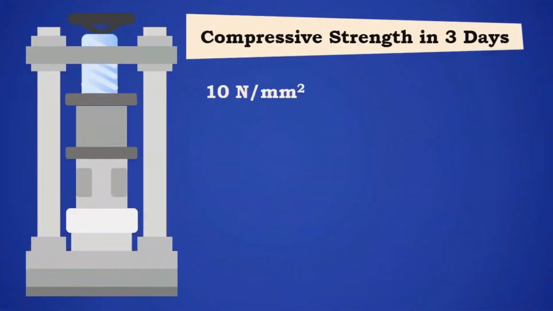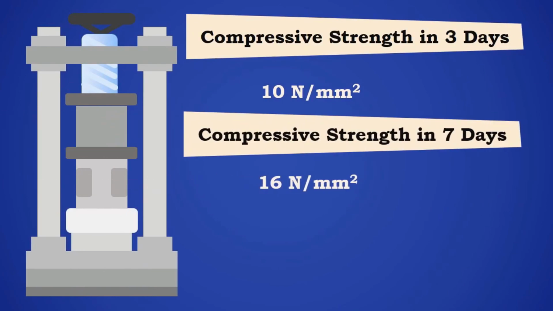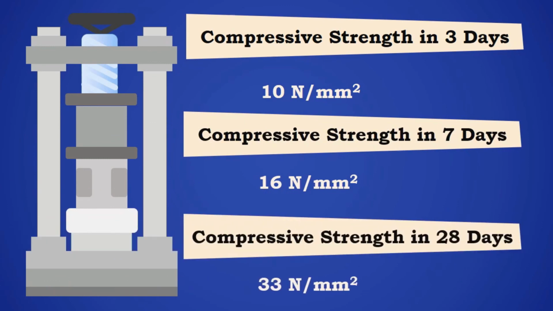The compressive strength of this cement after 3 days is 10 Newton per millimeter square, after 7 days is 16 Newton per millimeter square and after 28 days is 33 Newton per millimeter square.